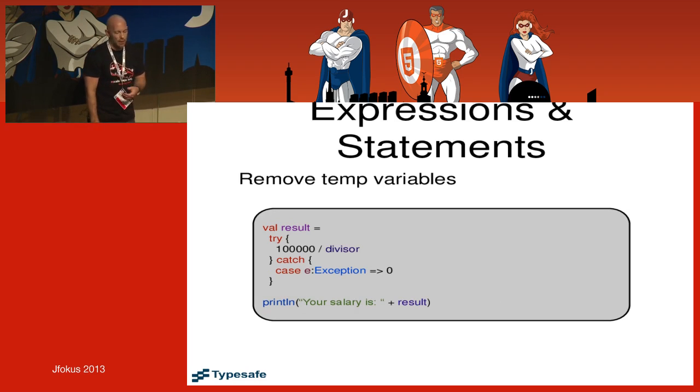Here we get rid of the temporary variable that you would have to use in Java, because the try-catch actually returns. It always returns a value. So the result will always contain the value, so you can safely just println your salaries. If some mischievous person would set the divisor to 0, for example, then this would blow up, but the catch would take care of that and return the value 0. So that's really awesome.